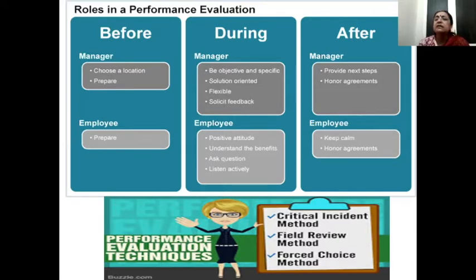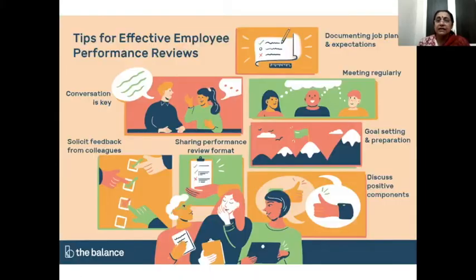There are various performance evaluation techniques. Even in our last talk, we had talked about the way that we appraise the performance. And so we use methods like the critical incident method, we have field reviews, or we have forced choice. We could be using modern techniques like 360-degree or 720-degree analysis. All of these are going to help you in dealing with it.